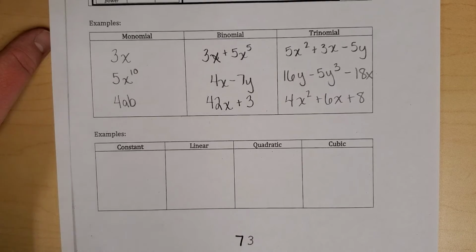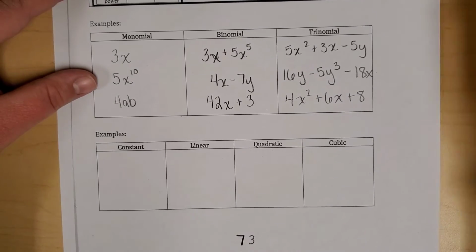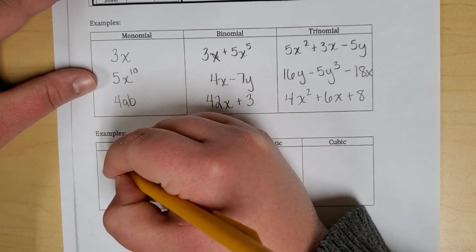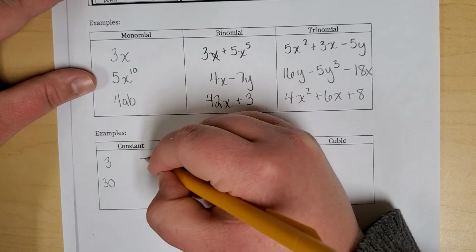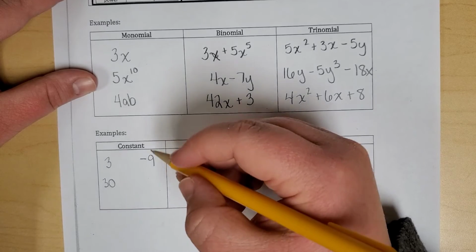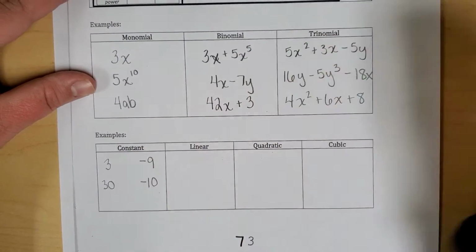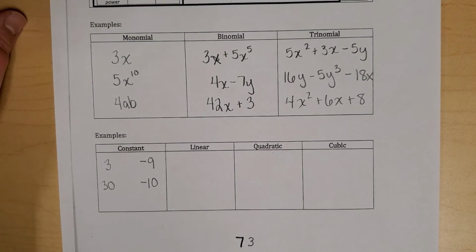cubic. So remember, constant means no variable. So basically, that's just any number. I could have the number 3. I could have the number 30. I could have the number -9. I could have the number -10. Any of those numbers don't have variables and therefore are constants.